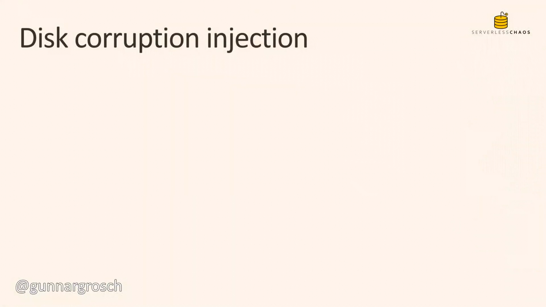Okay, so now we looked at the serverless part of the disk storage. But you're not here only for serverless, right? You're here for chaos as well. So now let's look at the chaos part of this. That is, what happens if we get issues with the disk, that we're filling our disk for some reason. And that's what we're going to try to do now. So we're going to do disk corruption injection.